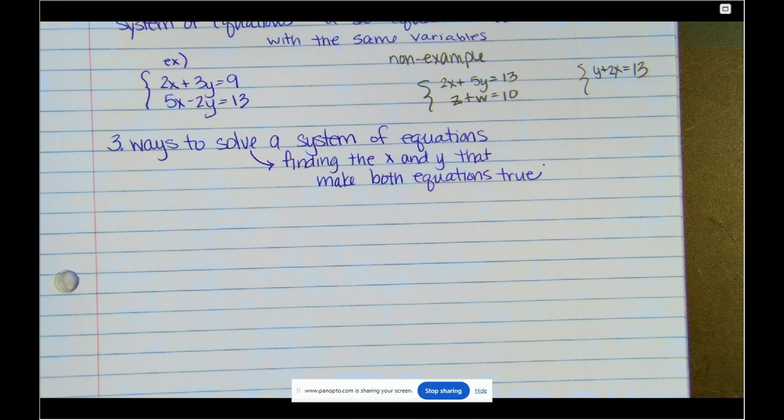Okay, so there are 3 ways I'm going to teach you how to do it. There's actually a lot more than 3 ways, but these are the ones we're using. So a pretty standard 3 ways to solve.